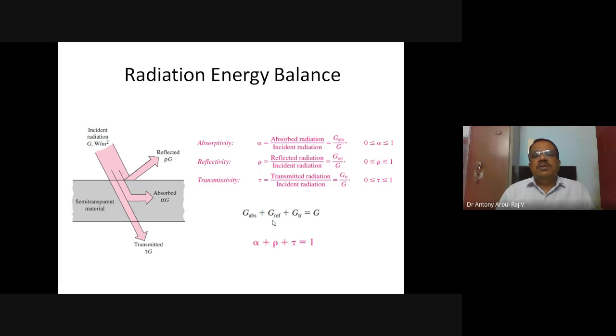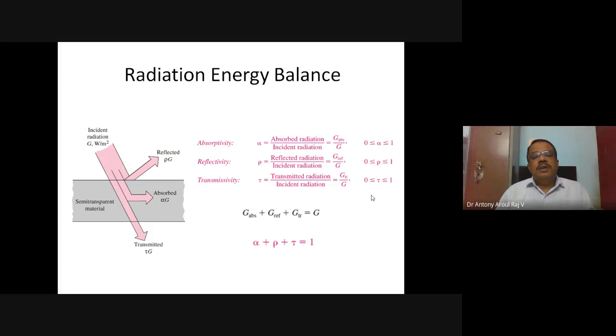So that is how, even for an opaque substance, I can do the radiation energy balance. This equation is very important, and you should understand it. For a white glass which allows more radiation into the building, the transmissivity value will be higher, and for glasses which do not allow the radiation into the building, the transmissivity value will be less. When the transmissivity becomes less, automatically absorptivity and reflectivity will increase.